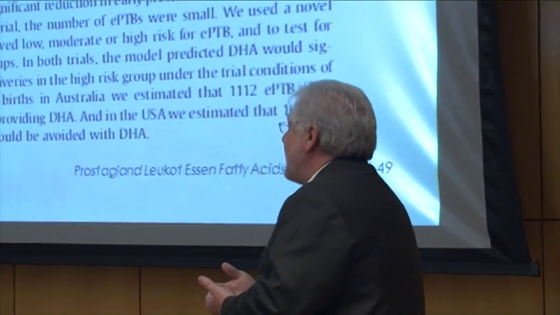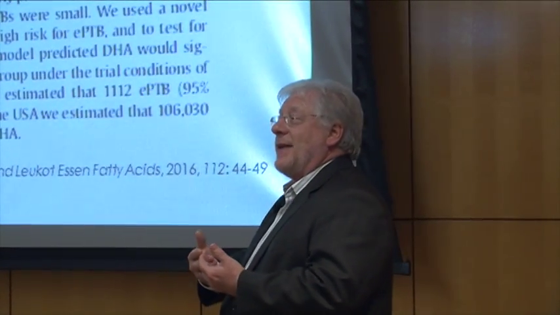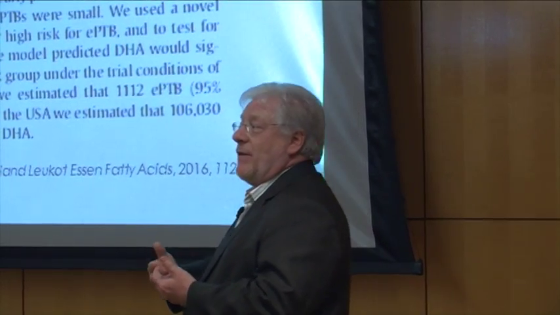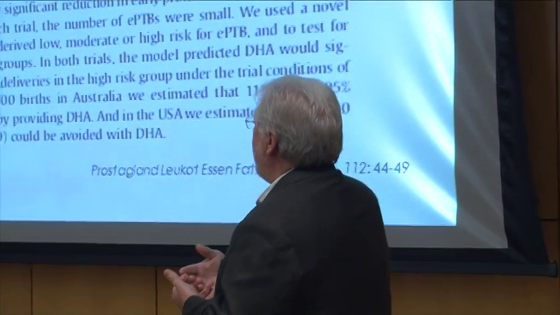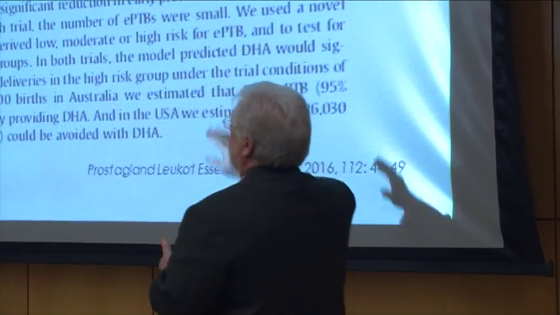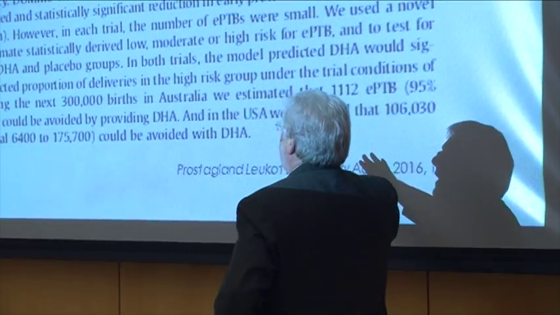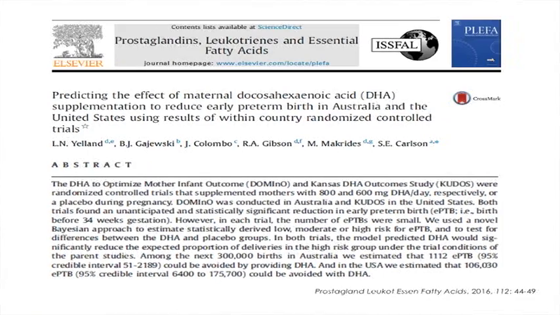Basically, we found that we are getting the same effect size. And the statisticians were able to calculate that in the US, we would basically eliminate 106,000 early preterm births by simply using this. And in Australia, it's less because the population is less.